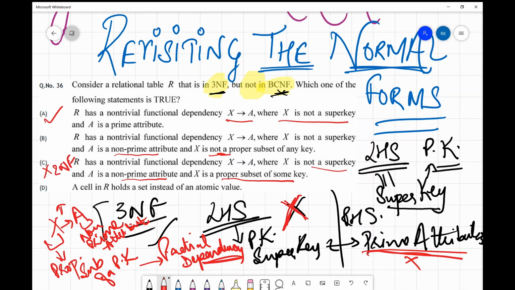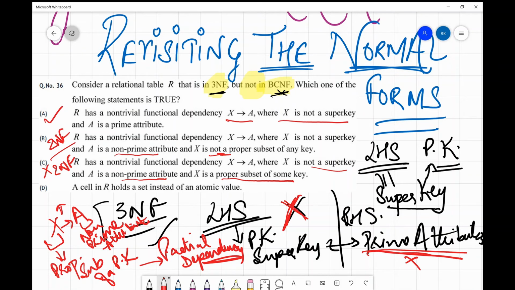Let's read the B part again. It says X is not a proper subset of any key. If it is not a proper subset of any key and the right hand side is a non-prime attribute, then what will happen? Then it is obviously in 2NF because this is not a partial dependency. That means there is no partial dependency, and since there is no partial dependency, it is in 2NF.